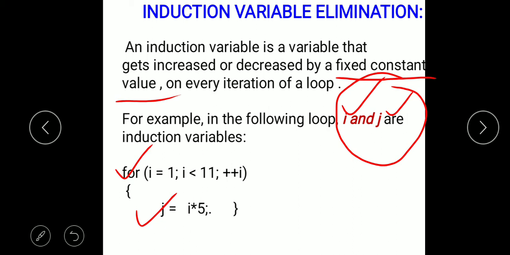Again, I am repeating the definition of an induction variable: an induction variable is a variable that gets incremented or decremented by a fixed constant value every time a loop executes. Okay, so how to eliminate induction variables?